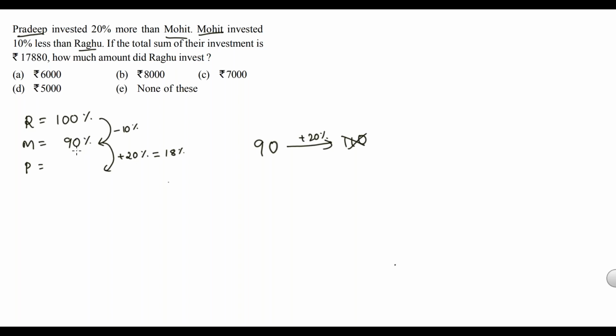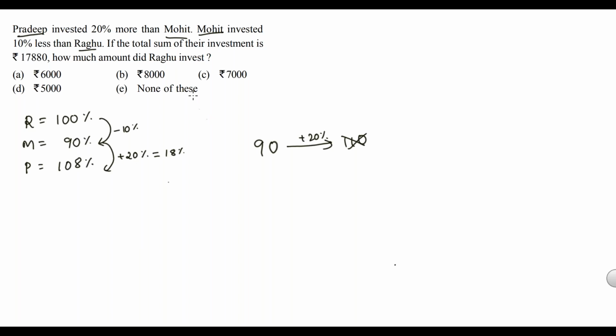Clear, right? It's not 90 plus 20. It's 90 increased by 18. So 90 increased by 18 should be 108%. Are we clear on this? It is not 90 plus 20. It is 90 plus 20% of 90, which is 18, which is 108.